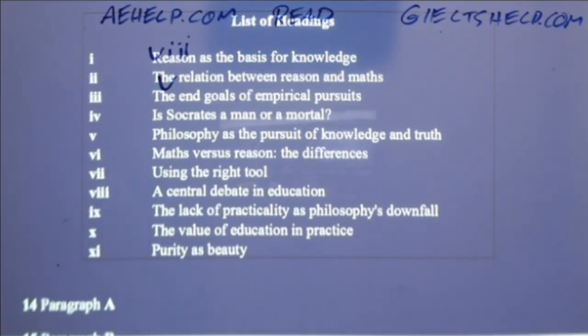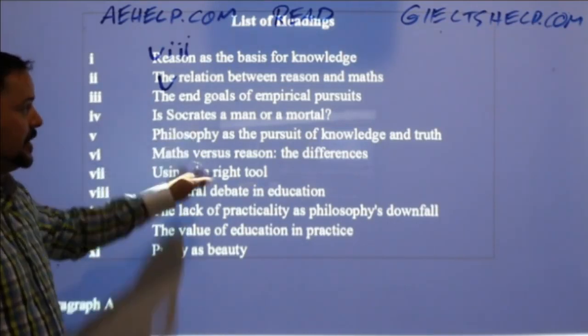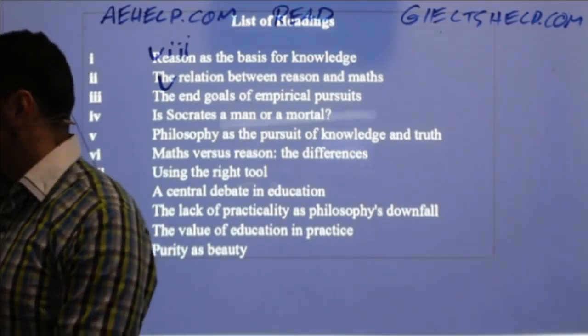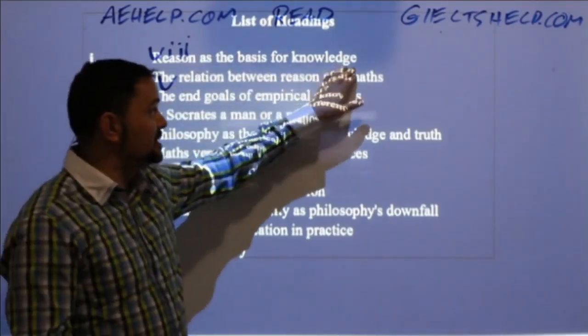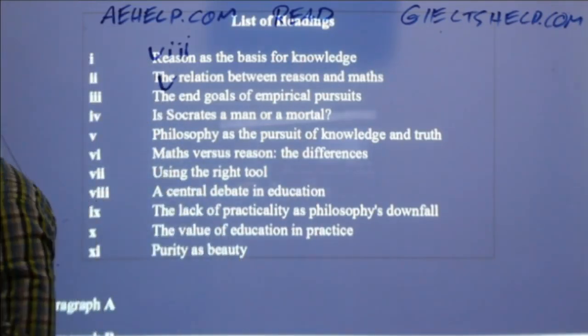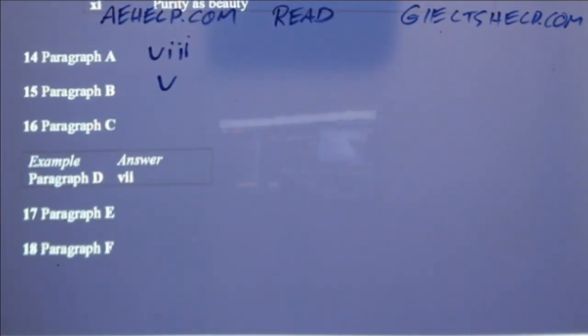Hassan says 1. Sweta agrees, and most students agree. Some of you think 4. Definitely not 4. That's just a detail in the paragraph. Okay, list of headings is always asking you for the topic, not the detail. And the topic here is reason is the basis for knowledge. Reason is the basis for philosophy. Knowledge, in a sense, is a synonym for the word philosophy. So we put Roman numeral 1 into blank 16 on our answer sheet, and we move on to paragraph.